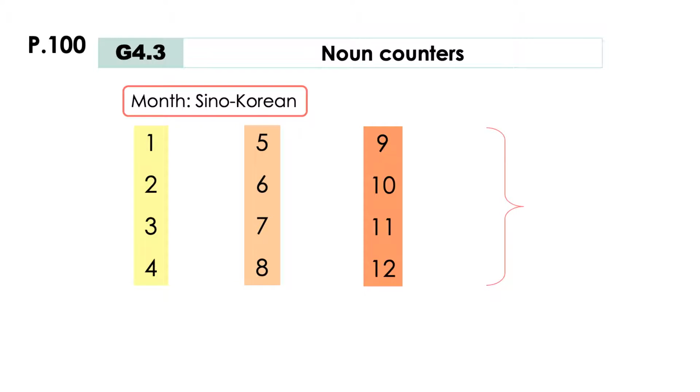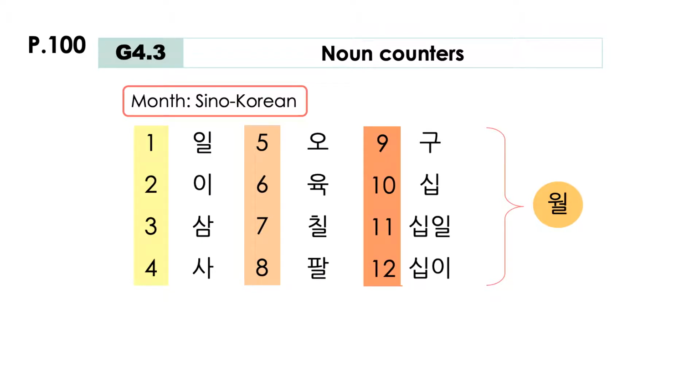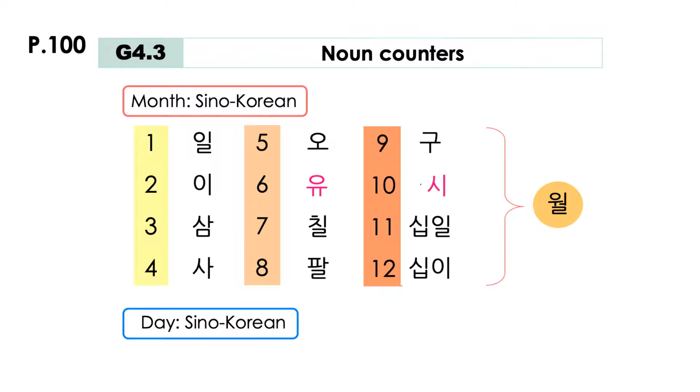So month is 월. So you can just simply add Sino-Korean number with 월. 1, 2, 3, 4, 5, 6, 7, 8, 9, 10, 11, 12. However, there were two cases you should be very careful. June is not 6월, it's 6월. And October is not 10월, it's 10월. So those are two exceptions you need to remember. And when you talk about date, you can just use 일 for day, and you just use 1, 2, 3, 4, 5, 6, 7, 8, 9, 10, 11, 12, and 30, 31, right?